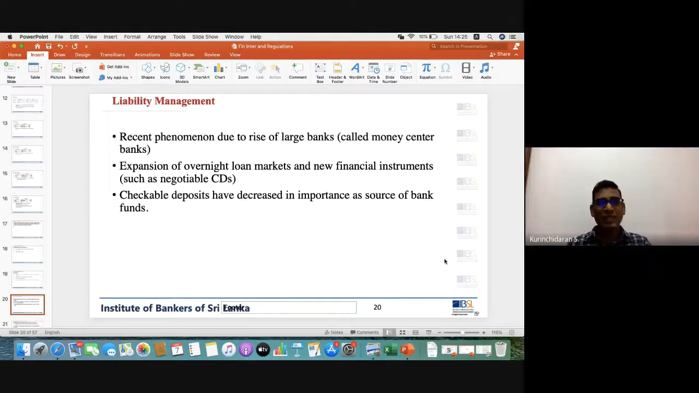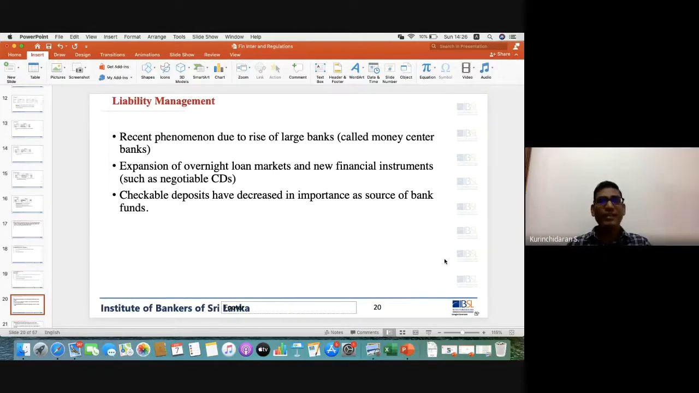But after some time it started to change, and larger banks were giving call money. They used to get into call money lending, so they were called call money center banks. They started to charge interest, and negotiable CDs also came into play. So the deposit mix was moving from no-cost deposits to costly deposits. So now the banks started to manage their liability as well, right?